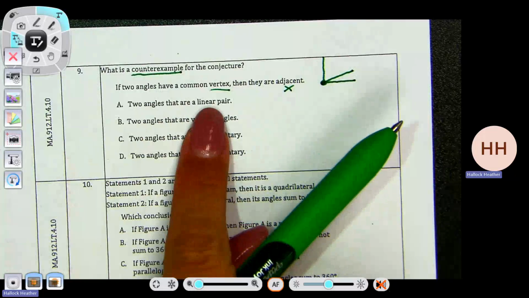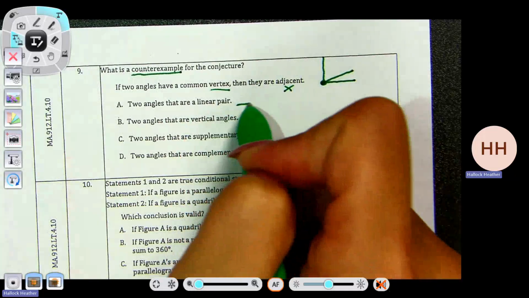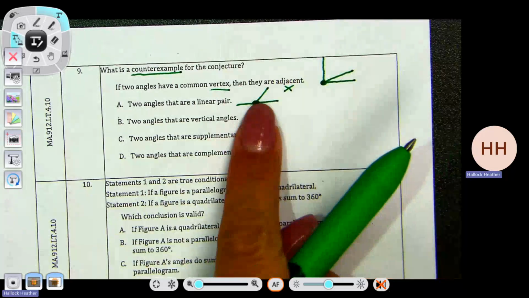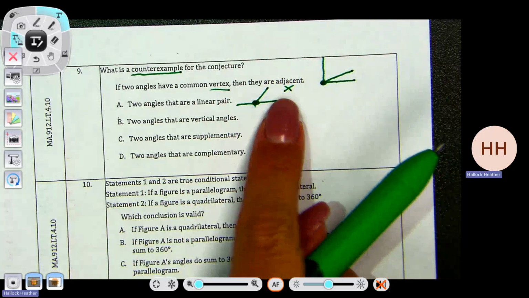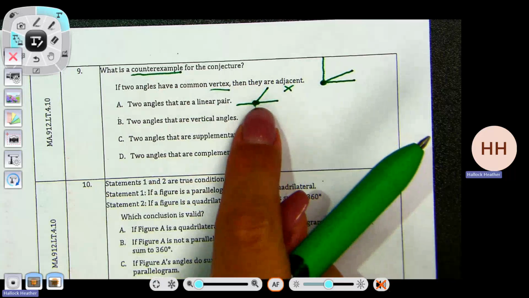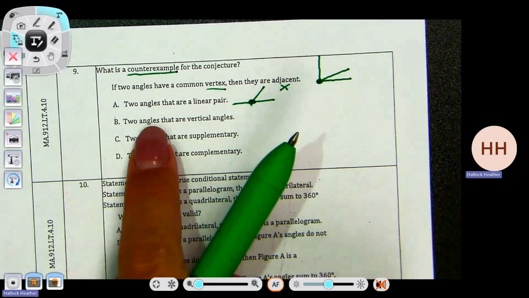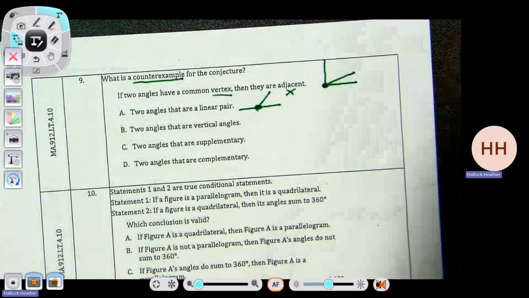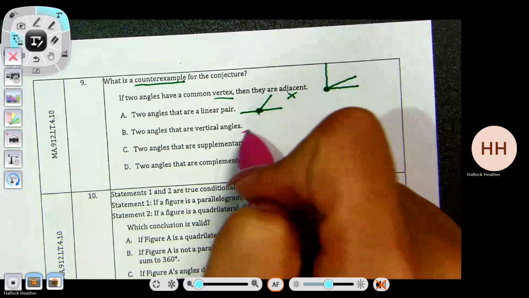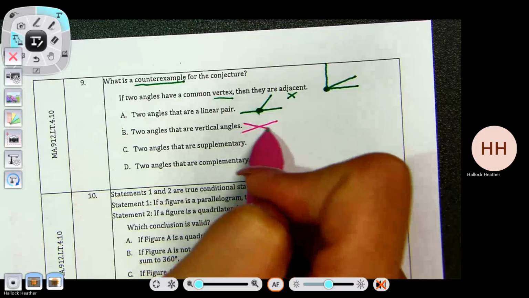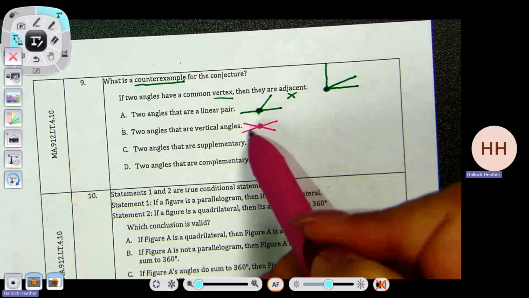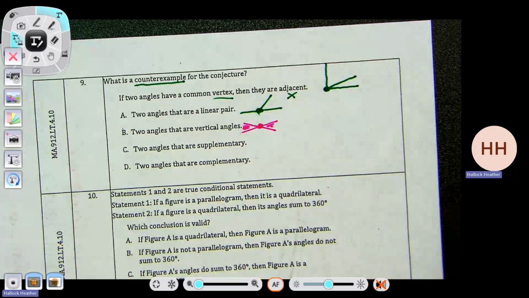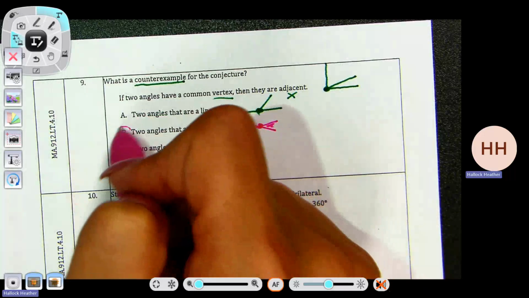So 2 angles that are a linear pair. Linear pair is a straight line that adds to make 180. They still share a vertex. They are still adjacent. So that's not a counterexample. This is that could happen. 2 angles are vertical angles. So if they share a common vertex and they are vertical, these are not adjacent because it would be this angle and this angle. They do not share a common side. So that is my correct answer.